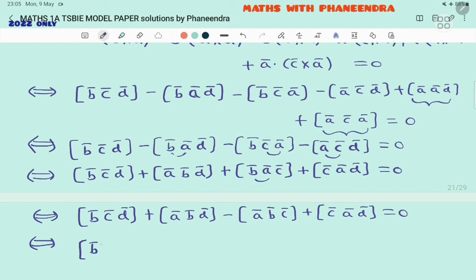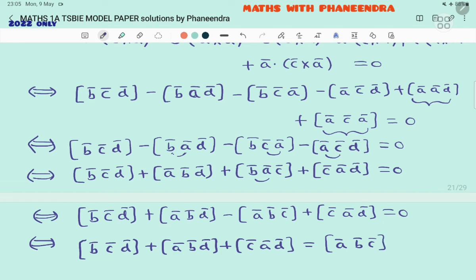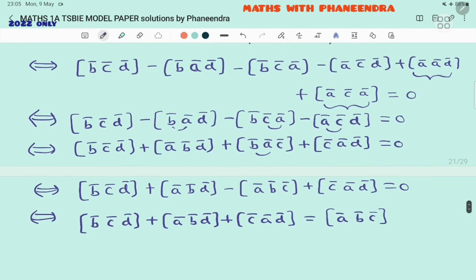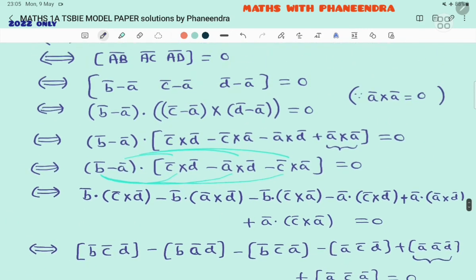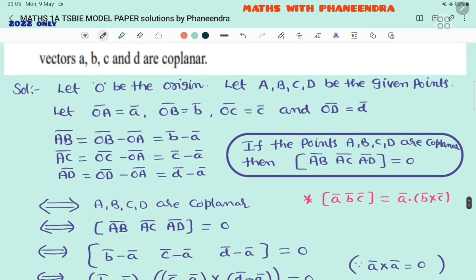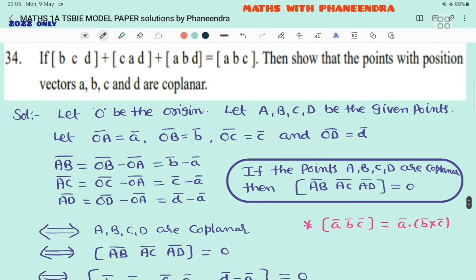Box of BCD plus box of ABD plus box of CAD is equal to box of ABC. Hence proved, hence the result. I hope you understand, dear students. Based on this definition of coplanar, we have to prove in this way. We'll move on to the next one.